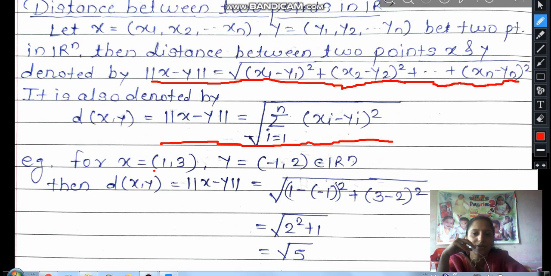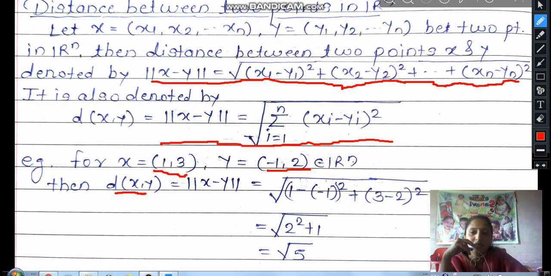Here x is equal to (1, 3), y is equal to (-1, 2), belonging to Rn. Here x contains two coordinates, y contains two coordinates. That means both x and y are points in R2. Okay. Now we calculate the distance between x and y.